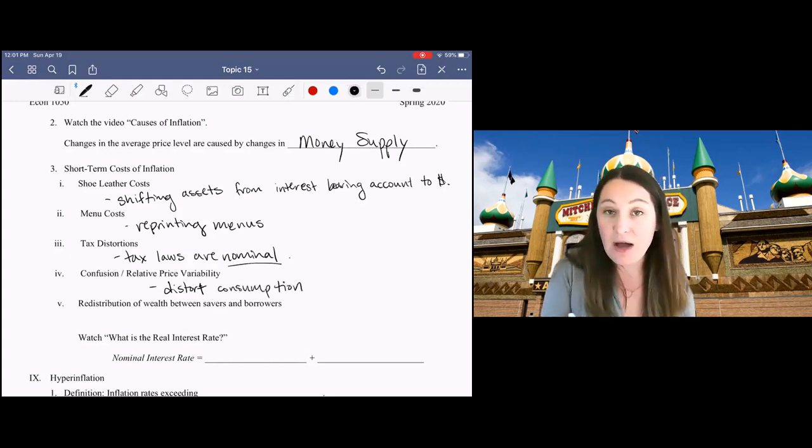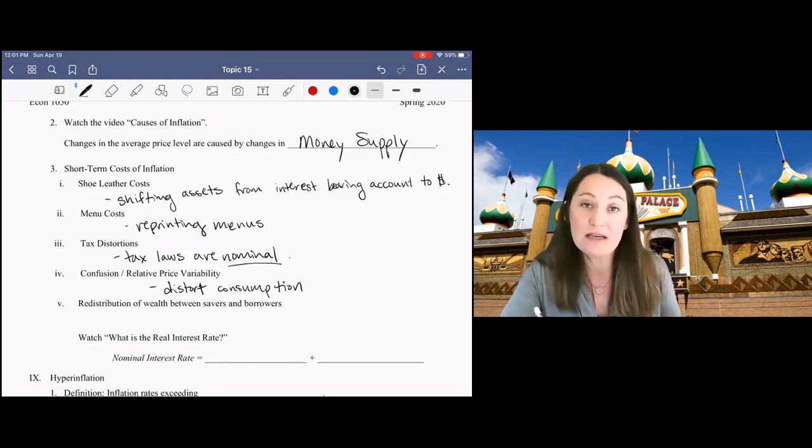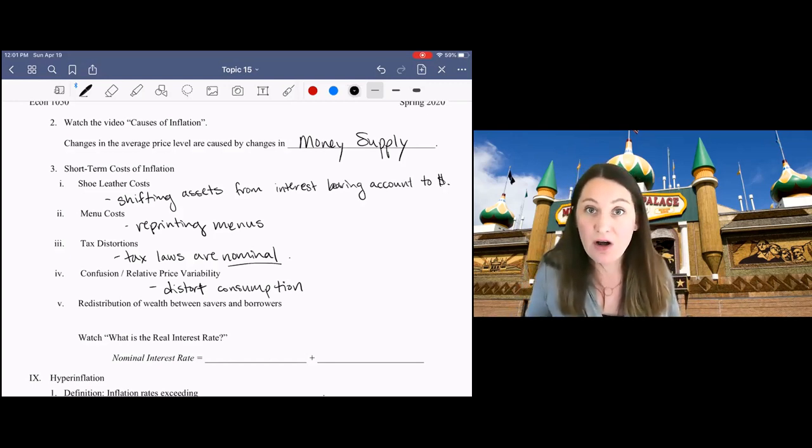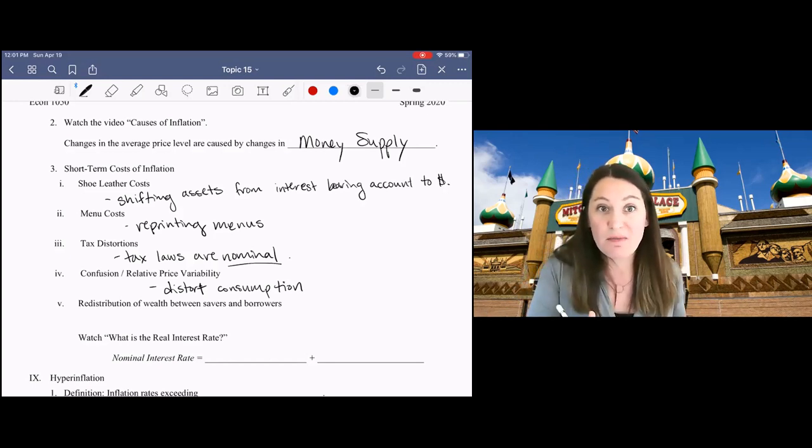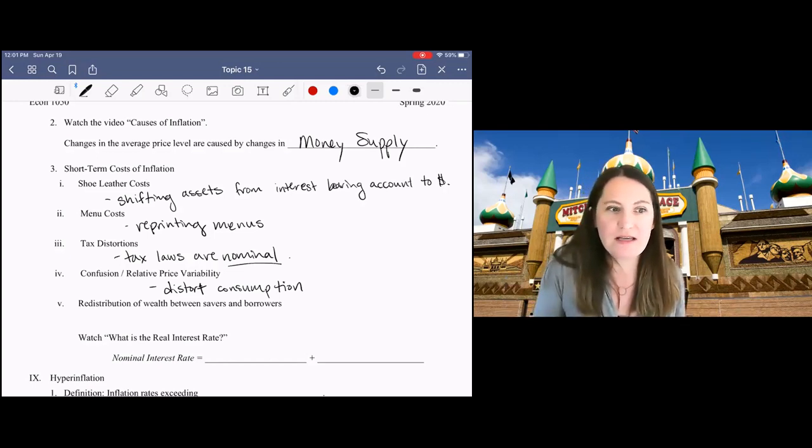But you'll see, I hope that you see as we go through these, that these are all fairly minor costs, right? So we might have to reprint our menus twice a year instead of once a year, or every month instead of every 2 months, right? This is a relatively small cost in the grand scheme of things.